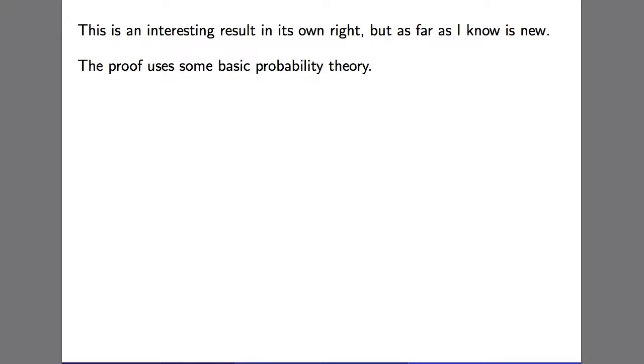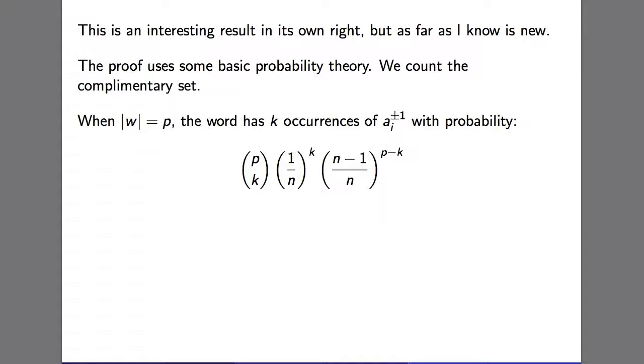The proof, like I said, uses some basic probability. We're going to count the complementary set. So I would like to know, really this is about, if you choose a word at random, how many times are you going to see a specific letter? Well, when the word has length p, we expect to have k occurrences of the specific letter with this probability. This is the binomial coefficient. So if you have p positions total, you choose k of them, which are going to be this letter a_i.